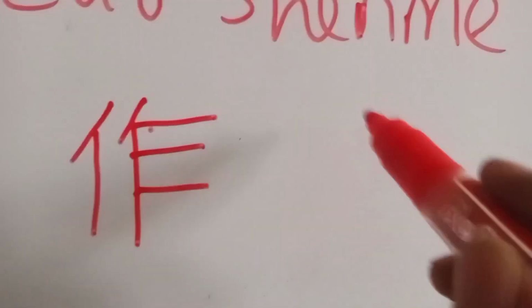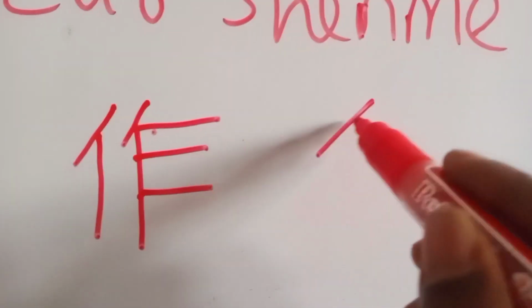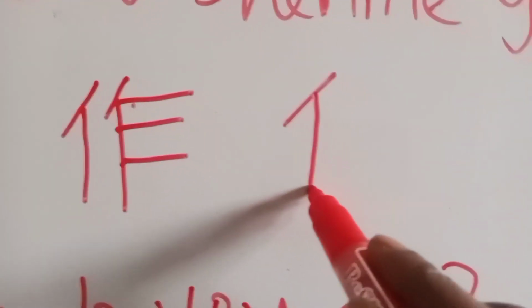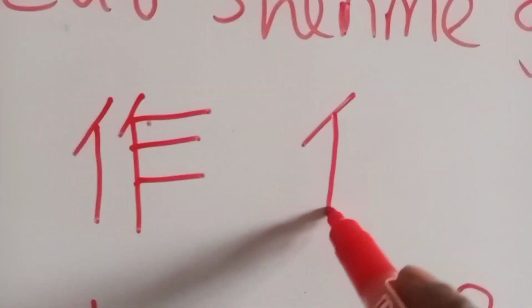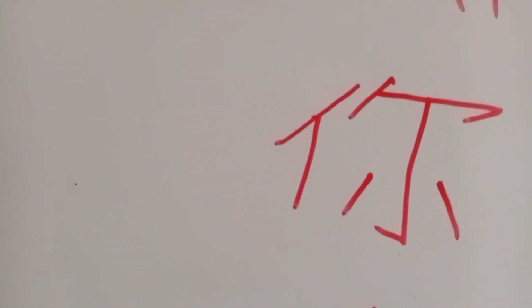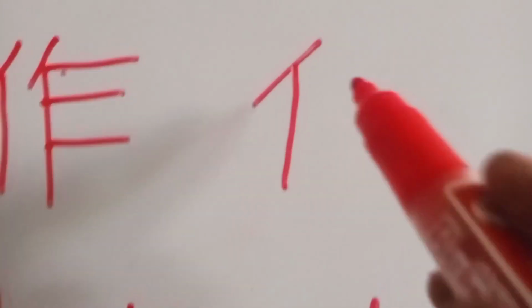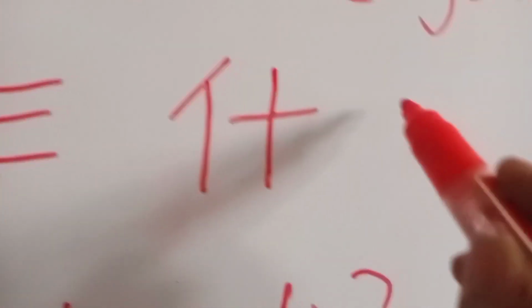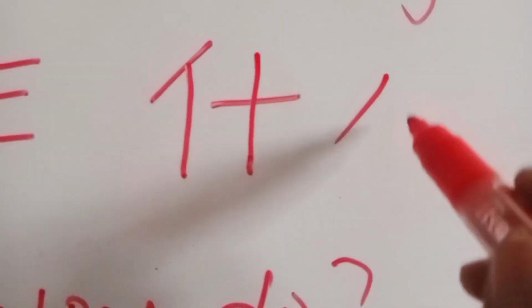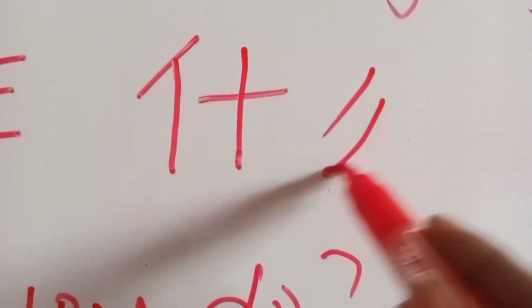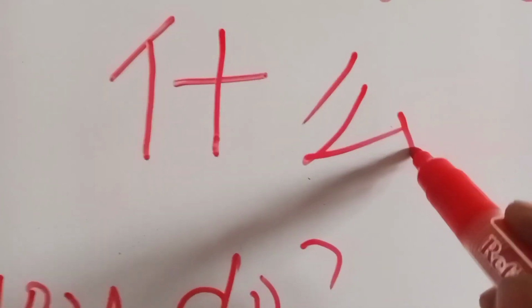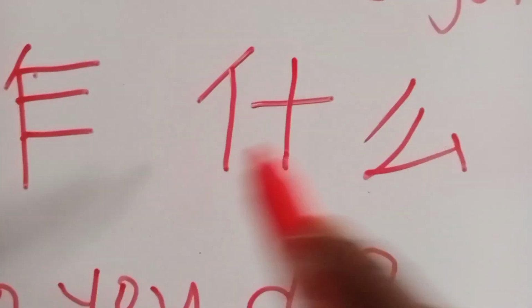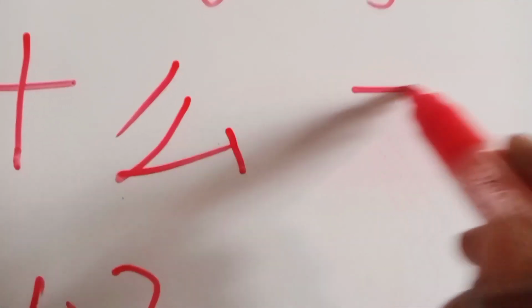Now let's write shama. Shama is also very simple, like we saw in our previous lesson. This radical is in ni. This is it here. So you write it and then write the number 10. Do you remember? This is sham. Then ma is like this, like this, and then like this. This is ma, shama.